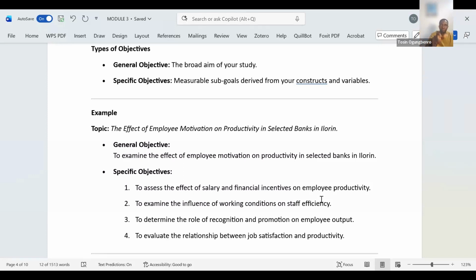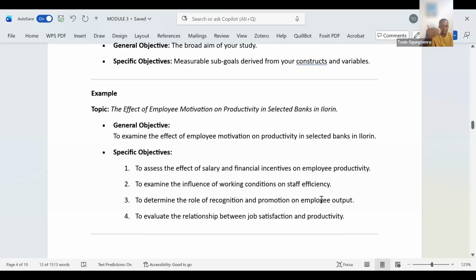Those are the languages you use to start your objective. Then you link it to an independent variable and a dependent variable, something measurable. For instance, to assess the effect of salary and financial incentives on employee productivity, to examine the influence of working conditions on staff efficiency, to determine the role of recognition and promotion on employee output.